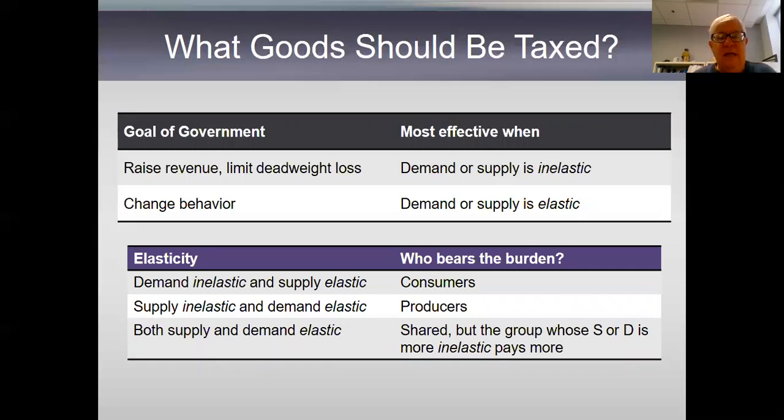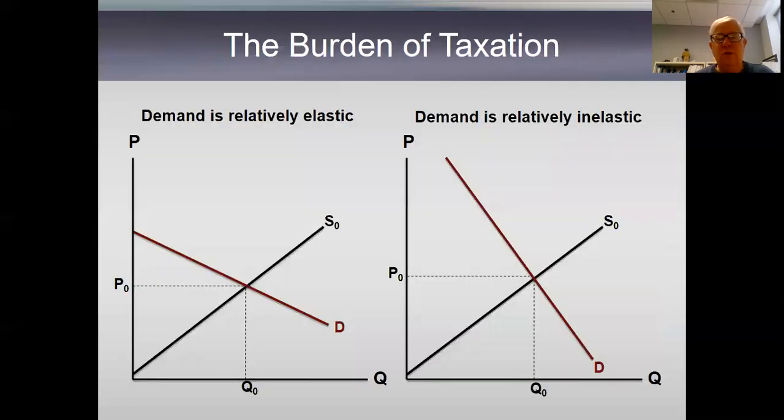If the demand is inelastic and the supply is elastic, typically the consumers will bear the burden. If the supply is inelastic and the demand is elastic, it'll be the producers that are bearing the burden. When both the supply and demand are elastic, the burden is shared. However, the group whose supply or demand is more inelastic will end up bearing more of the burden. So let's go through some examples to see if we can illustrate this.